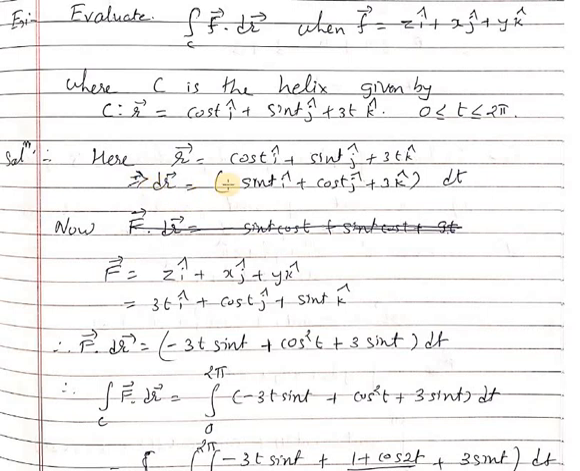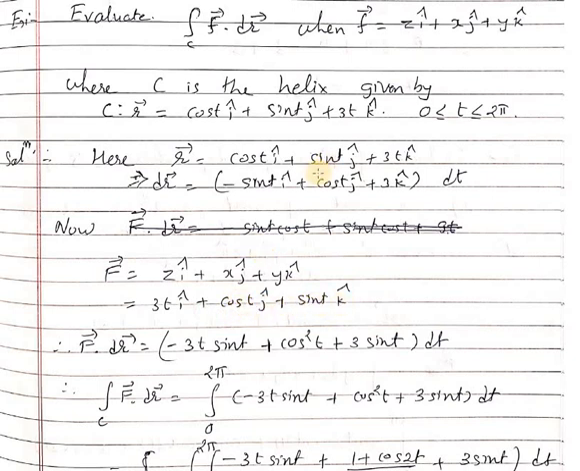So dr will be (−sin t dt) i + (cos t dt) j + 3 dt k, and I have taken out the dt, that will give you (−sin t i + cos t j + 3k) dt. Now since F̄ = z i + x j + y k, so z = 3t, x = cos t, and y = sin t. That's why we have F̄ = 3t i + cos t j + sin t k.